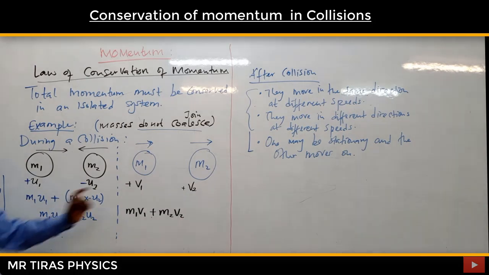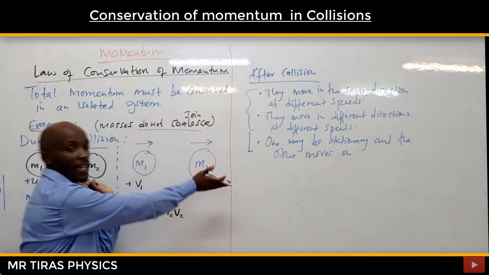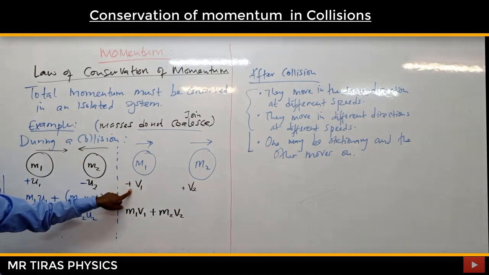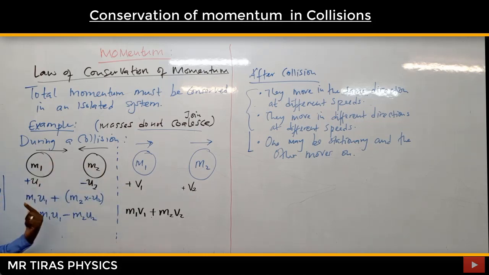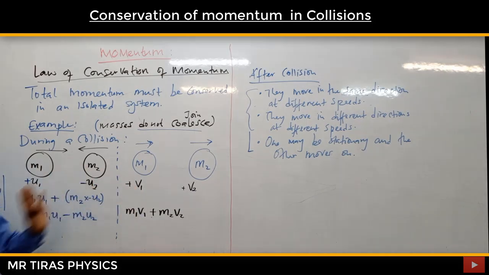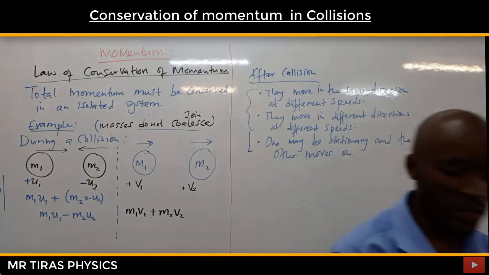So that's it. In case the objects move in different directions, you only need to pay attention to the sign of the velocity because it's a vector quantity. So you just reference your initial positive direction, and then you can define whether the final velocity is positive or negative. Is that clear?